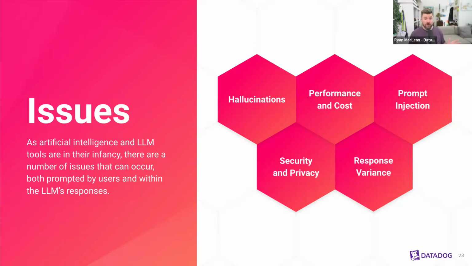Furthermore, we talked about security and privacy. This is no stranger to a lot of people in the DevSecOps space or the DevOps space, but of course that applies here as well. And then finally, response variance. We talked a little bit about different models having different answers, but there could be different versions as well. Or if we're talking about embeddings or maybe different techniques, they will give you different answers depending on the way that you've embedded your data.